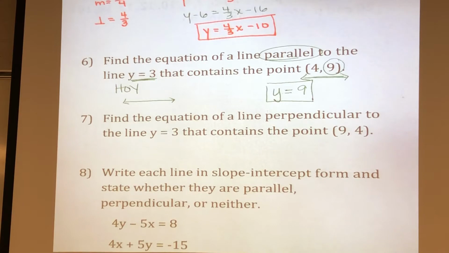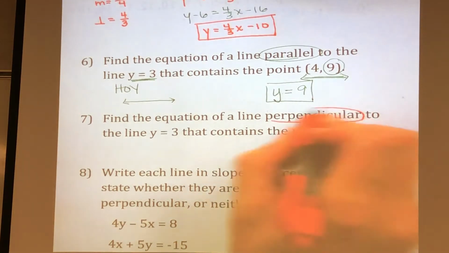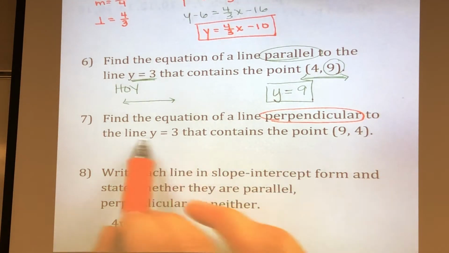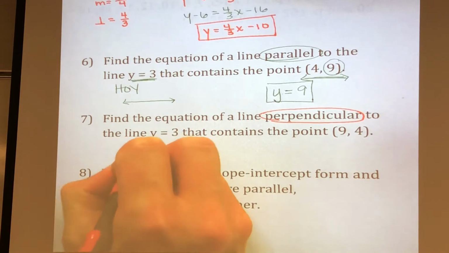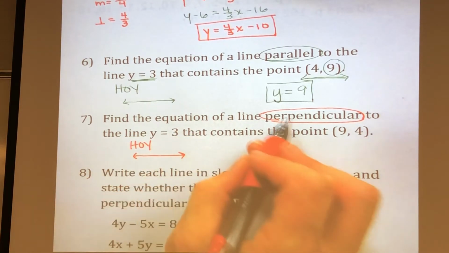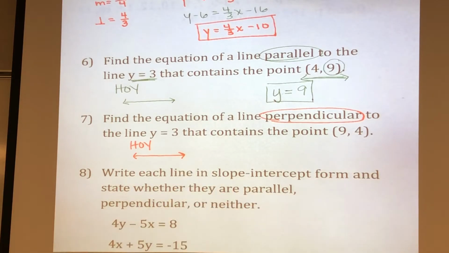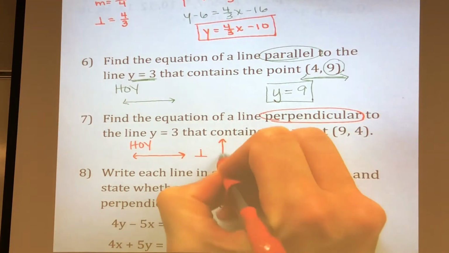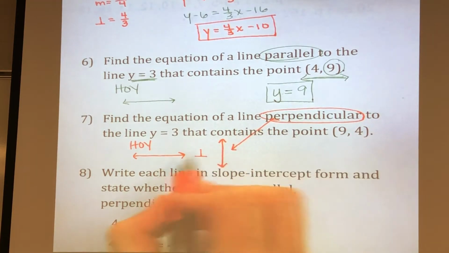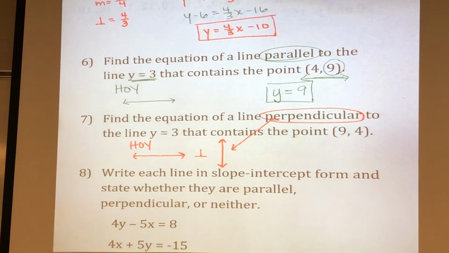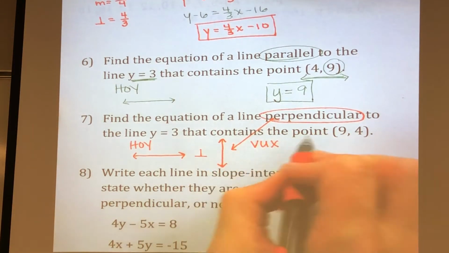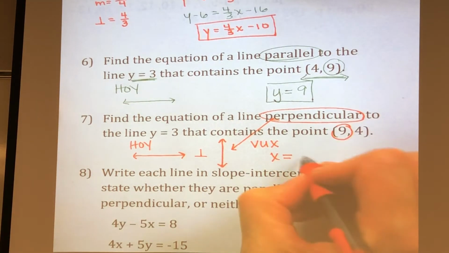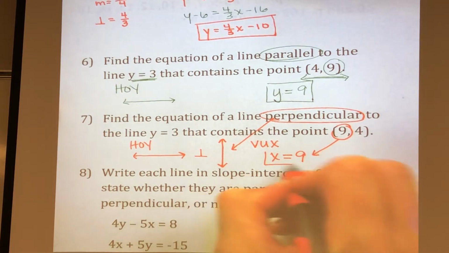Number 7, find the equation of a line perpendicular to the line y equals 3 that contains the point 9, 4. Okay, so same equation we had before, so it's still HOY, still a horizontal line, but this time we want it to be perpendicular. Well, what kind of line is perpendicular to a horizontal line? If you said vertical, you are right. So vertical lines are perpendicular to horizontal lines. So vertical lines, we use the acronym VUX, meaning we need an x equals. So x equals 9 in this case.